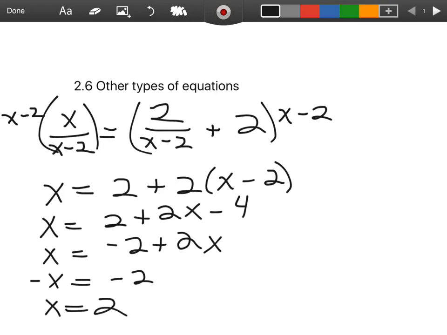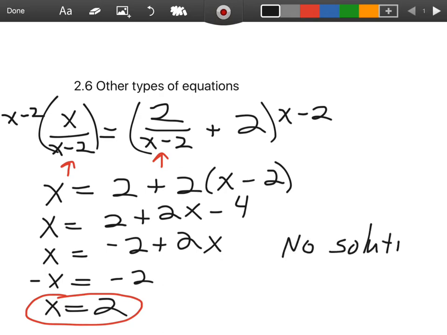Now, in this section, it's important that we check our answers. If you look here, since we have x equal to 2, if we plug that in right here or right here, you'll see we'll have 0 in the denominator. And we cannot have 0 in the denominator. That's an undefined expression. So, in this section, it's very important to check our answers. So when we check this, we see that it doesn't work. So our solution is no solution. Okay? Because it doesn't work.